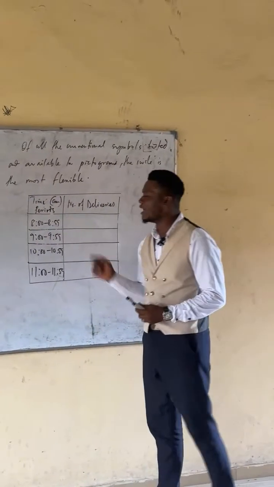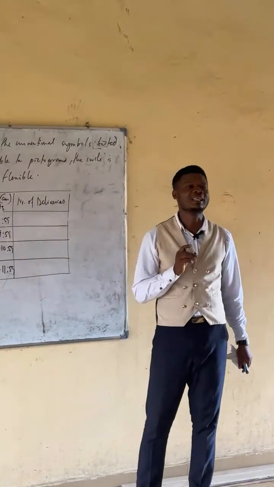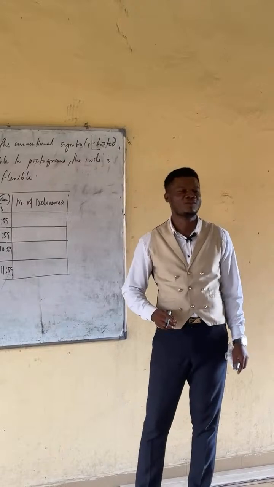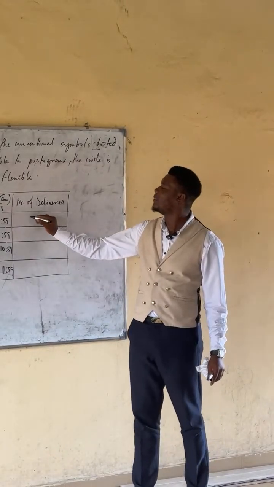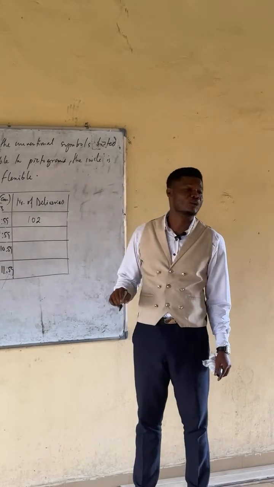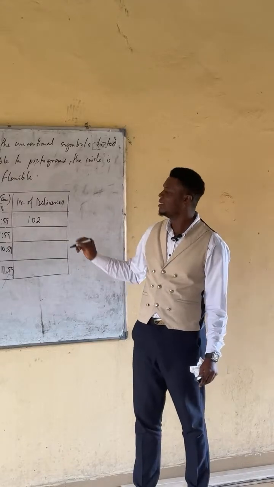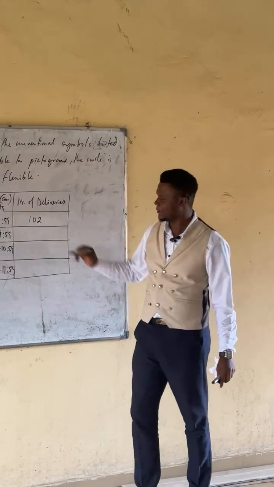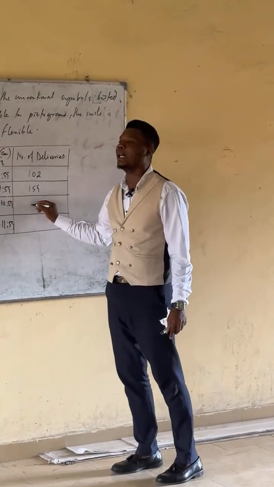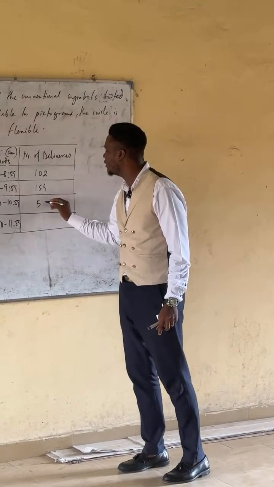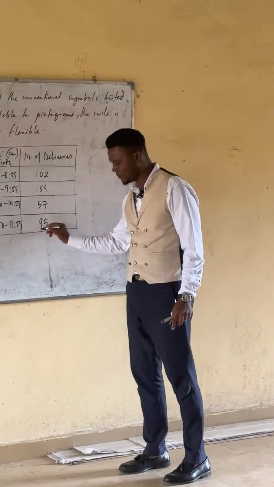So let's now assume, using the number that my wife gave me, that just when you think it is impossible, from 8 to 8:59, how many women delivered? I'm telling you, it can be more than 102. So 102, according to my wife, is the smallest number. So the women are not tired. So let's put here 159. Let's put here 57. And let's put here 95.